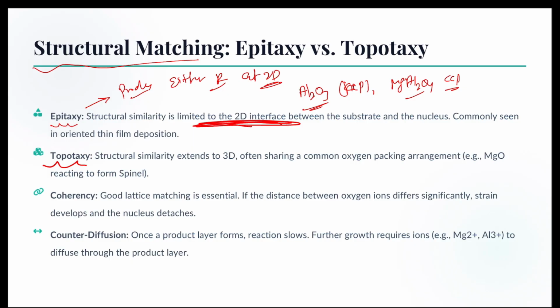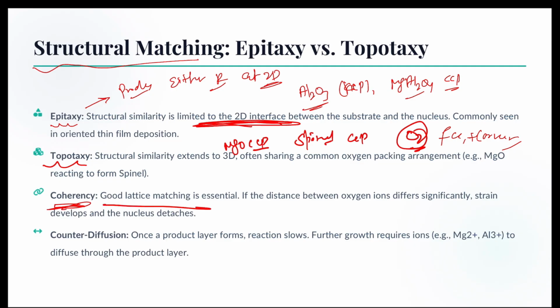But topotaxy occurs when there is a similarity between the ion packing in the 3D structures, which occurs between the MgO CCP and the spinel that we are getting in CCP. Oxygen atoms are present at the face centers and at the corners. And coherence means there should be good lattice matching between the reactant species and the product species. For example, in MgO, the spacing between the oxygens is comparable with the oxygen distance in our spinel. So this is known as coherence.